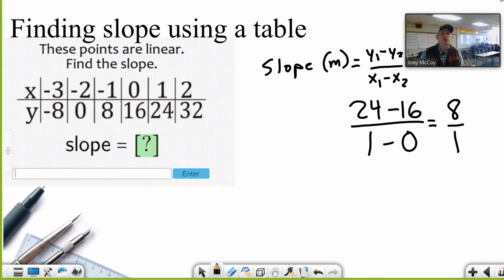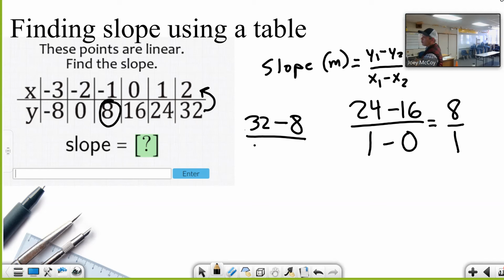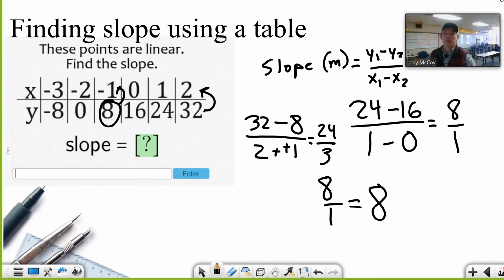Now I want you to notice if I chose different numbers, let's watch what happens. 32 minus, let's choose 8. Okay, the matching x value is 2, and the matching value is -1, minus -1. And when I go through the math, I'm going to get 24, keep, change, divided by 3. I divide that out. 24 divided by 3 is also 8 over 1, also known as 8.